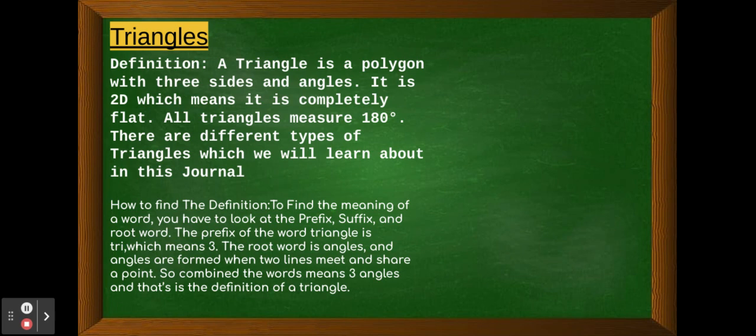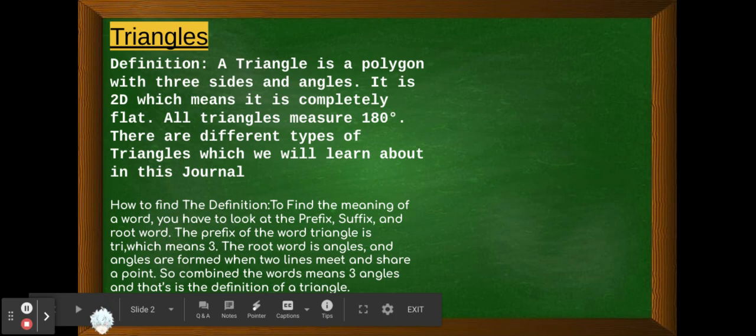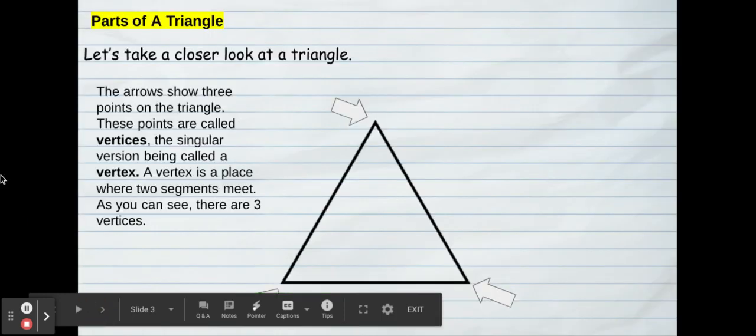How to find the definition. To find the meaning of a word, you have to look at the prefix, suffix, and root word. The prefix of the word triangle is tri, which means three. The root word is angles, and angles are formed when two lines meet and share a point. So combined, the words mean three angles, and that is the definition of a triangle, because a triangle has three angles.